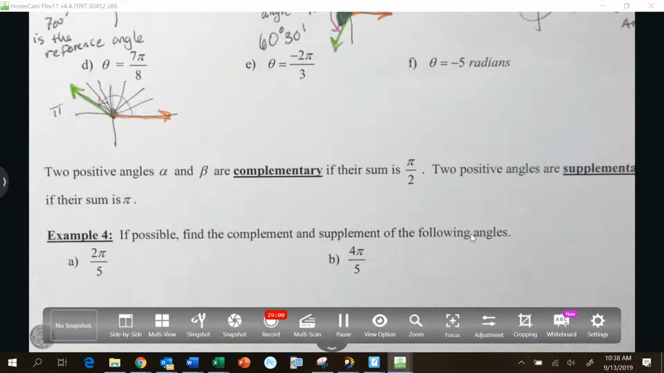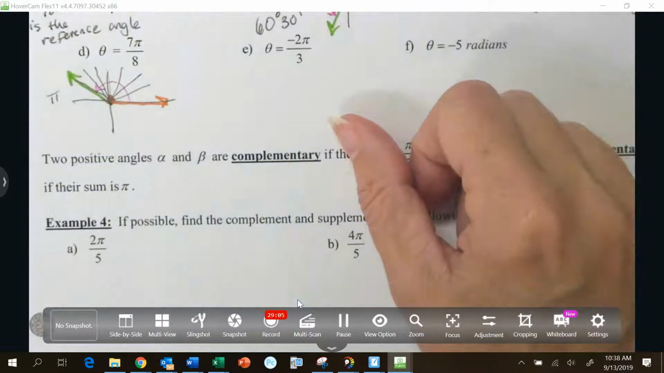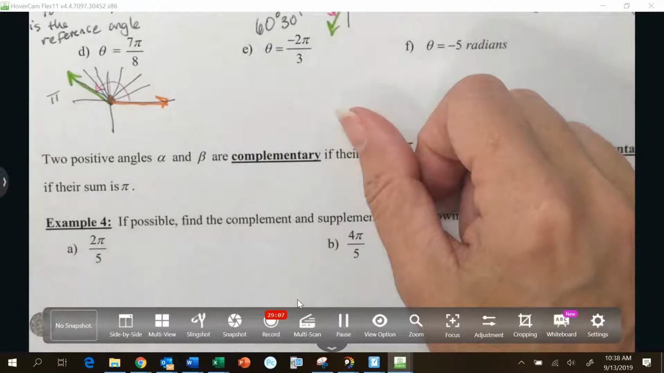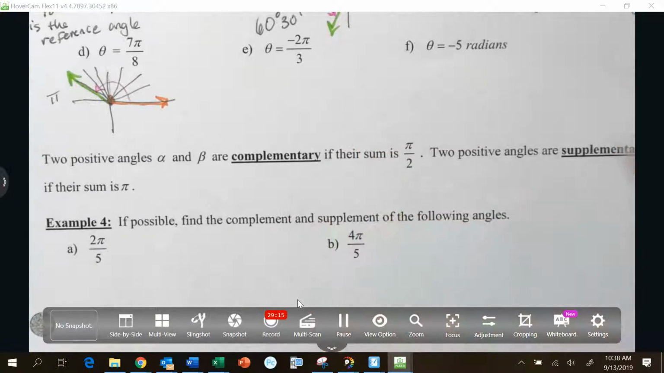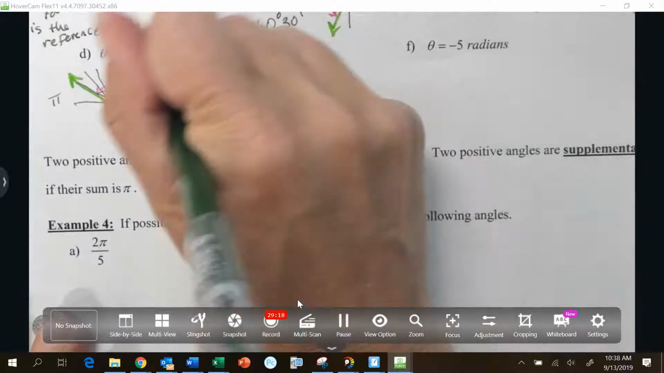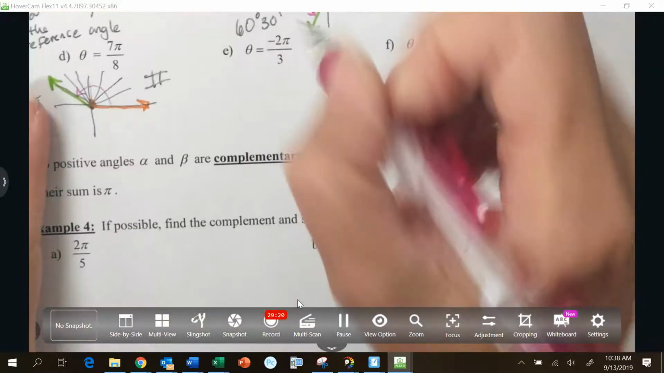Now, you might have trouble in here. That would be 7 out of 8 pieces. 7/8. 7 pi over 8 would be right there. And which quadrant is that? Second. How about negative 2 pi over 3?